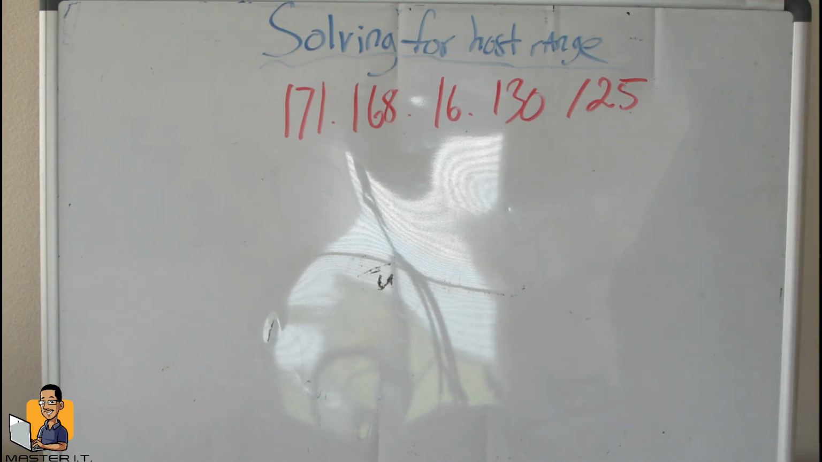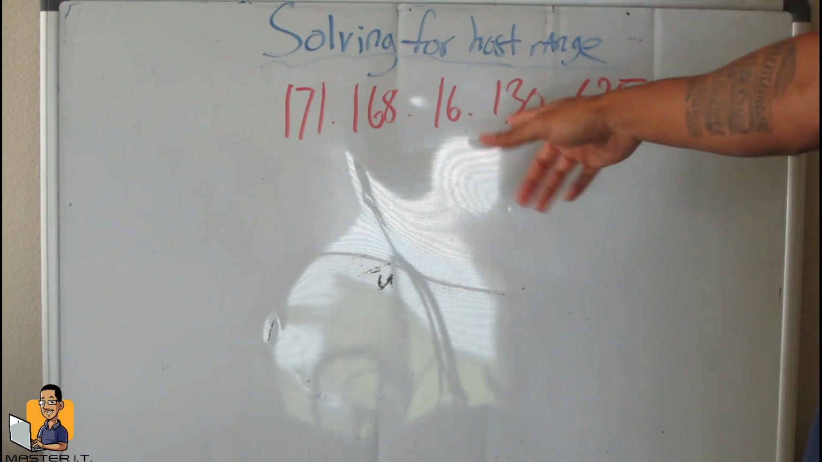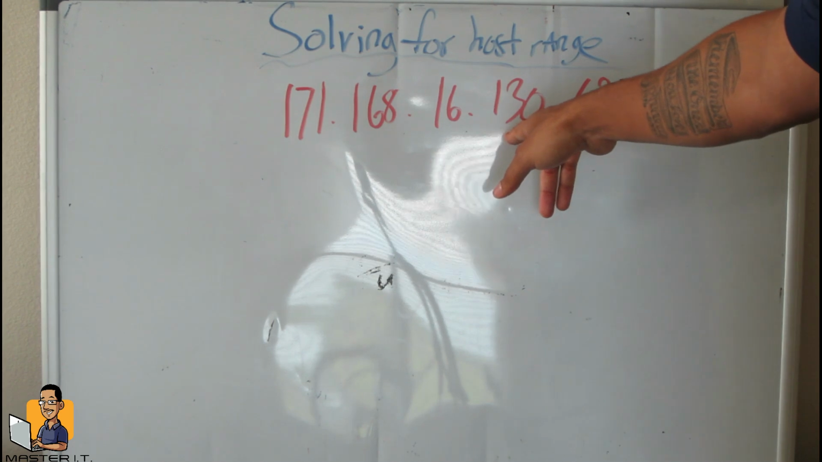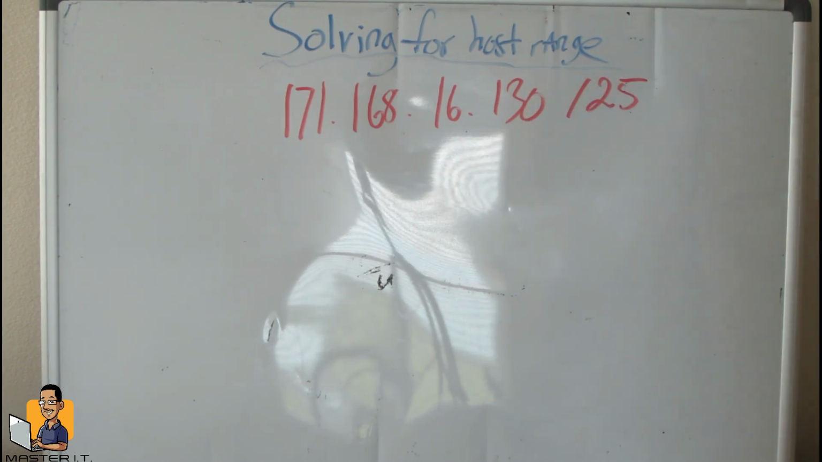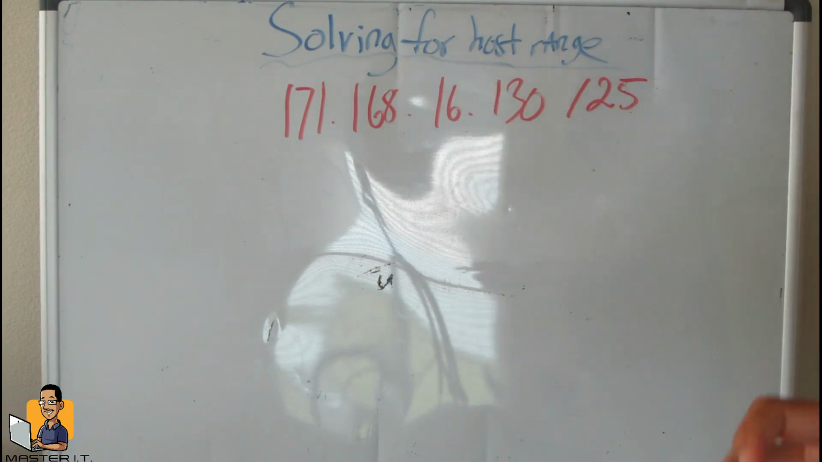All right, the first thing we have to do is figure out what our increment is. Since we got a /25, we already know that we're gonna be working in the last octet. The number we're gonna be concerned about is this number right here. So how do we figure out how our networks increment?